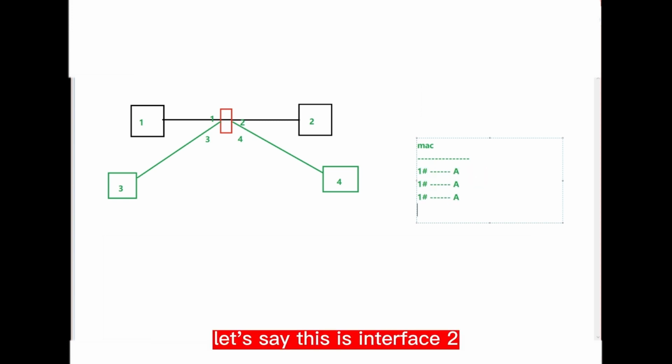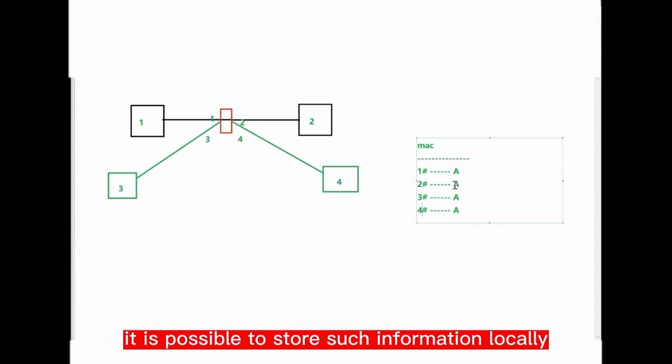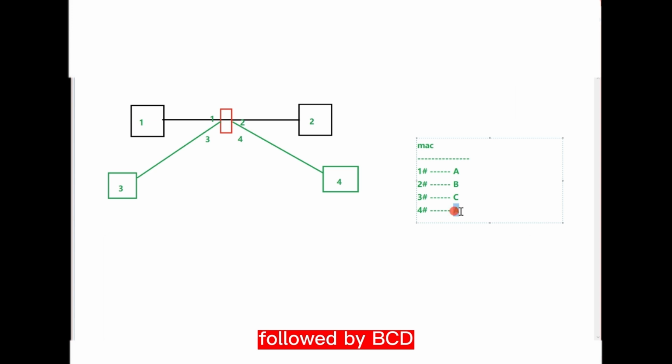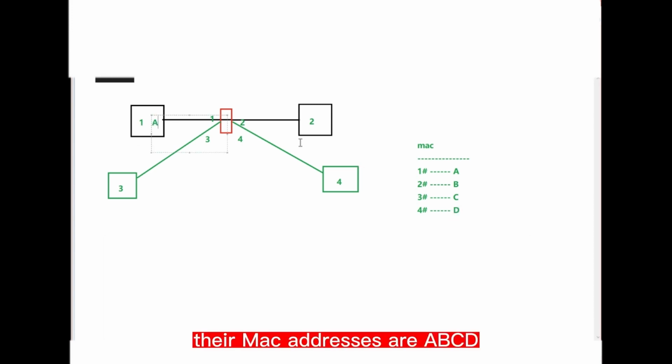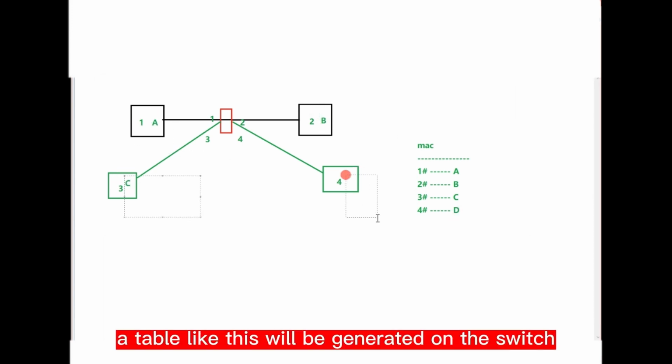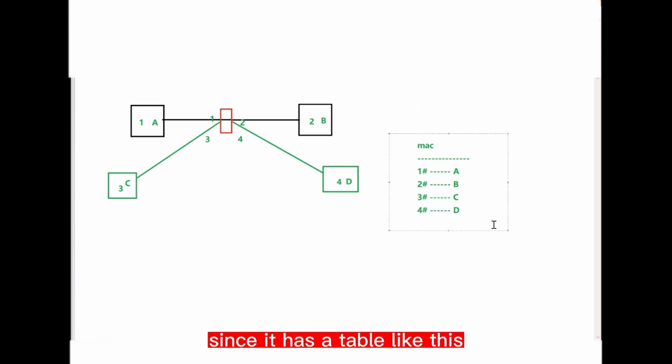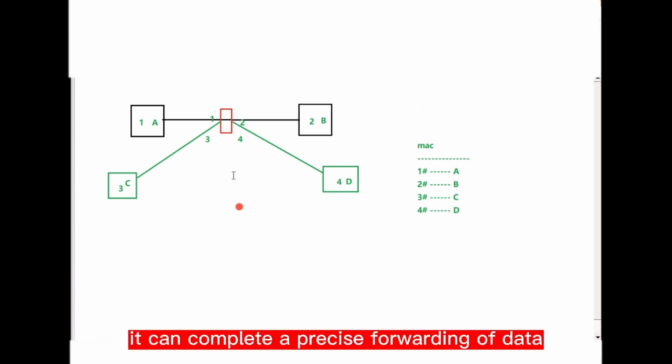Let's say this is interface 2, interface 3, and interface 4. It stores such information locally, followed by B, C, D. Their MAC addresses are A, B, C, D. A table like this will be generated on the switch. Since it has a table like this, it can complete precise forwarding of data.